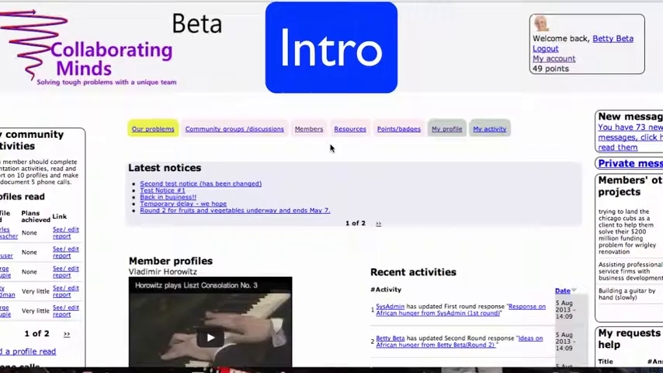This is a quick tour of the Collaborating Minds site. We'll show you how members build connections with each other and how we solve problems together. This is what you will see as you log in.